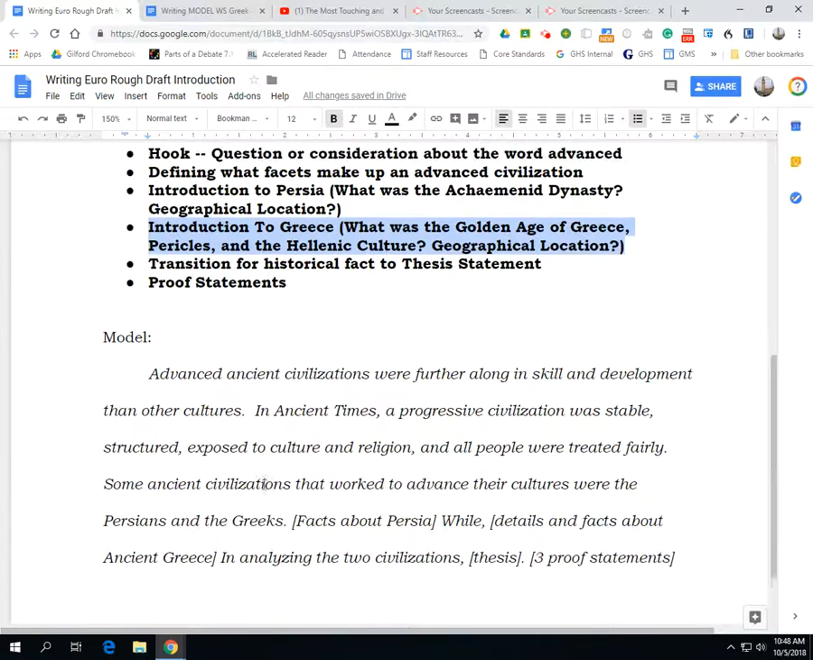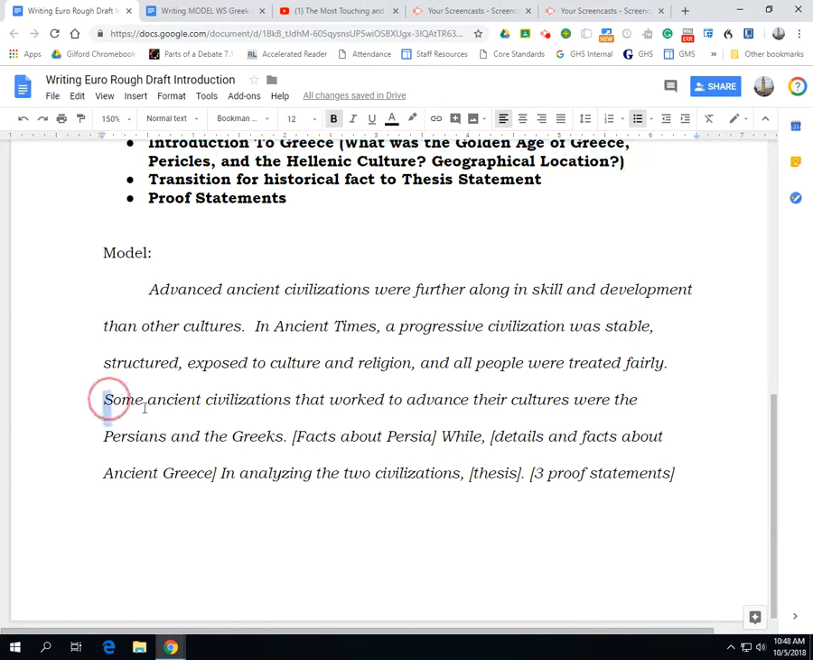All right. So down here, I have a transition sentence that I would encourage you to include before you jump into the history. I put, "Some ancient civilizations that worked to advance their cultures were the Persians and the Greeks." So I'm transitioning from my introduction couple sentences, where I'm filtering into what my argument is going to be about. Then I would give my facts about my culture. Remember the one that you said is more advanced goes first. Then I have a little transition word here like "while." On the flip side, the Greeks were, and then I would mention who the Greeks are.